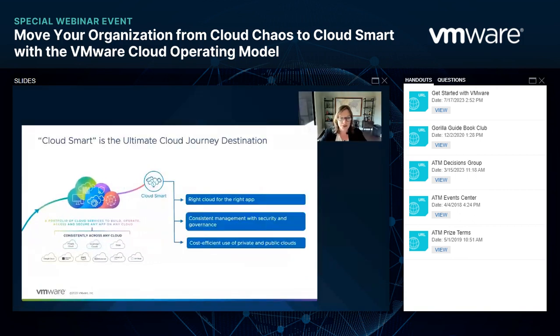And once you're Cloud Smart, you're able to choose the right cloud for the right app. You're able to apply consistent management and governance with security and controls. And you are able to be more cost efficient in your use of private and public clouds.